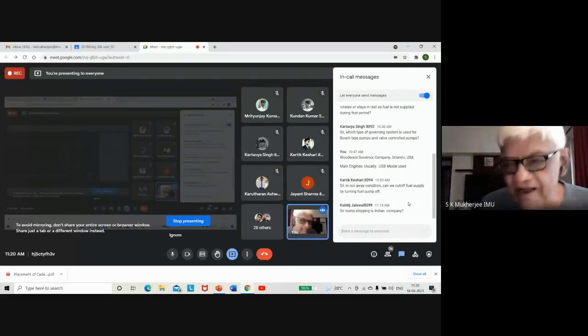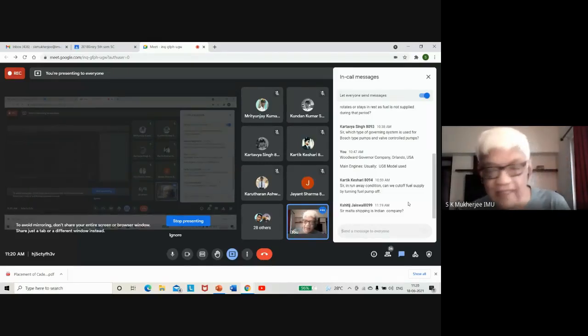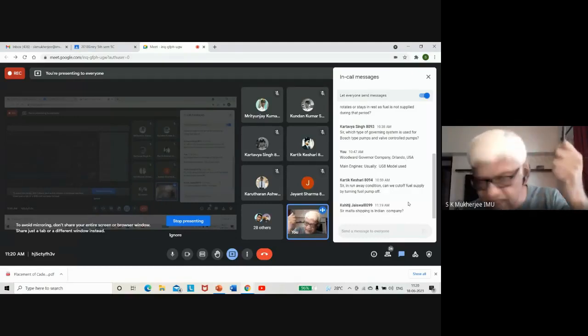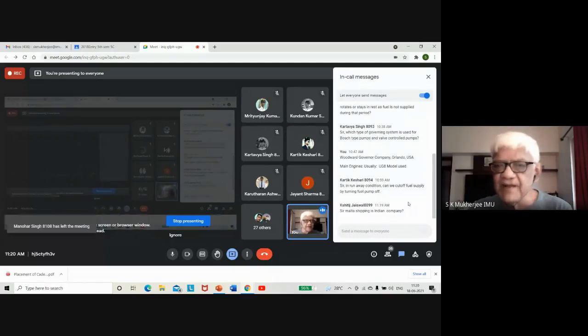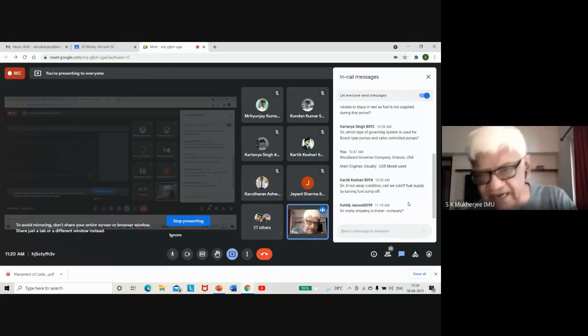How can Malta Shipping Company be Indian company? That shipping company's head might be an Indian, like Prabhat Jha. He is the head, the CMD or whatever, of MSC. And MSC is based headquarters in Cyprus. So it doesn't mean it's an Indian company. So the head of the Malta Shipping Company may be Indian, but Malta Shipping Company cannot be in India. If it is registered in India, then it can be considered as an Indian company. Otherwise, it is not an Indian company.